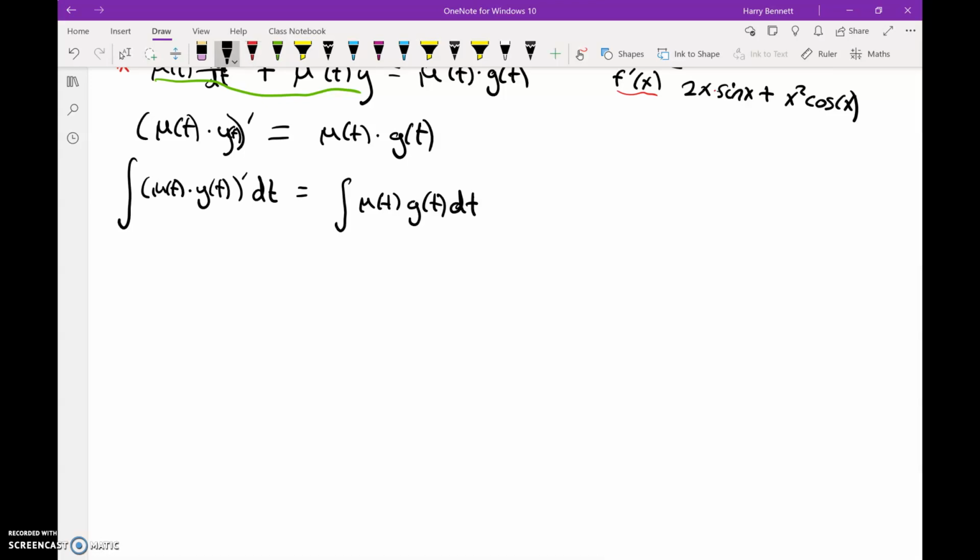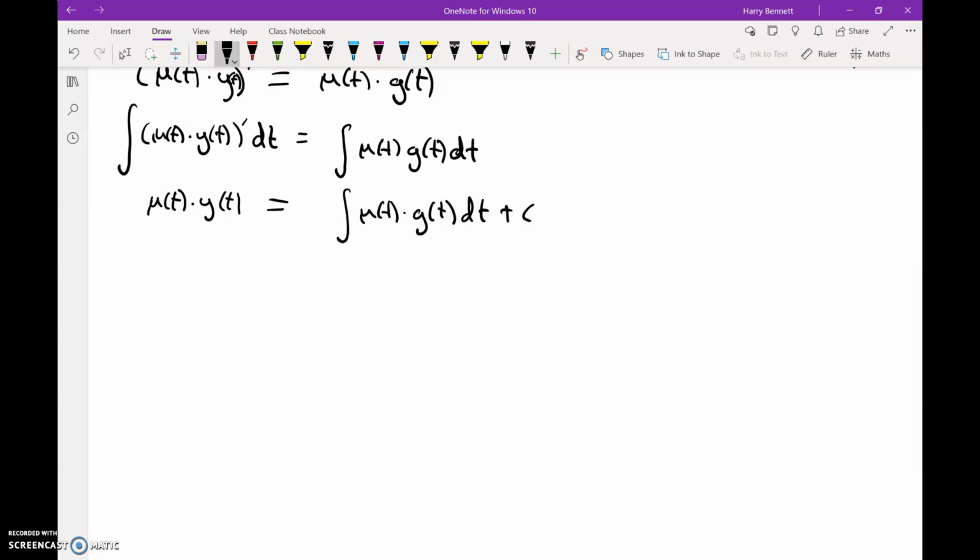So what we then have is mu of t times y of t is equal to the integral of mu of t times g of t dt. And don't forget you've got a plus c hanging around here, okay? You don't want to forget your plus c. So here's my constant. Just for the sake of it, because it's a constant and I can take it away from both sides, I'm going to rewrite this constant on this side, plus c here, because this c can be anything. Really, I should write minus c, but it doesn't matter because it can be anything, okay?